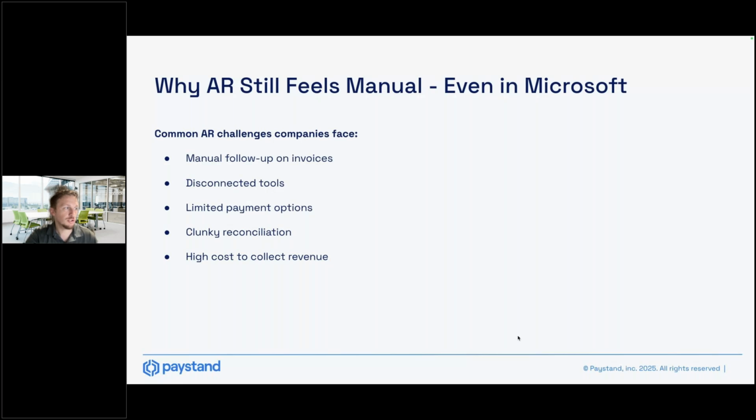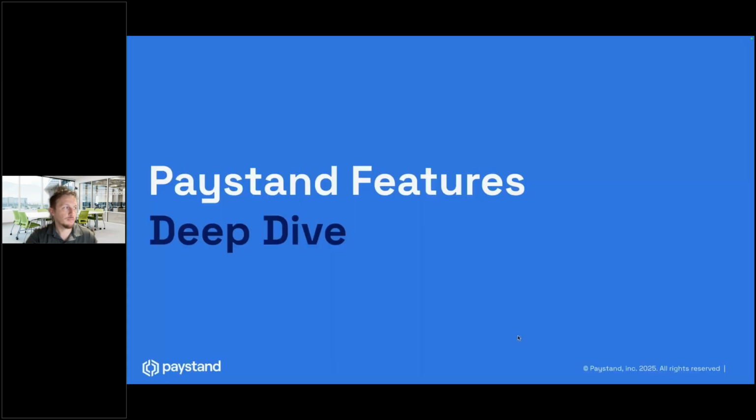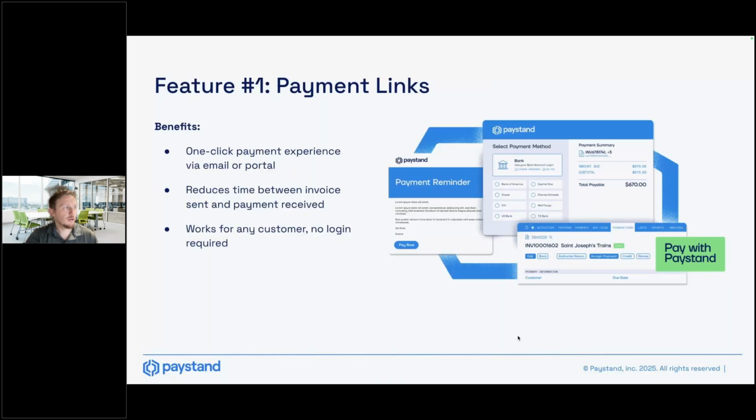Usually that takes place in the form of limited payment options like, hey, it's either credit card or you blind push me an ACH. The problem with that is it leads to a clunky reconciliation, and then there are fees associated with that. A lot of times you're losing margin or part of your revenue due to the high cost to collect revenue.